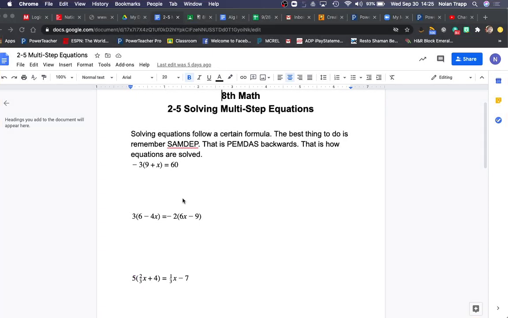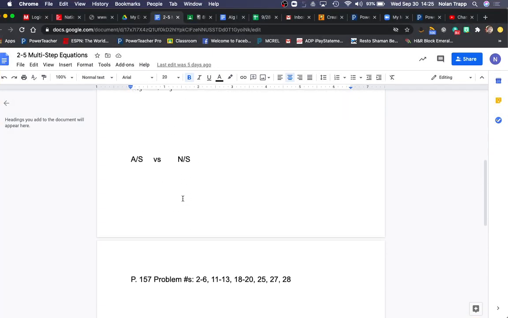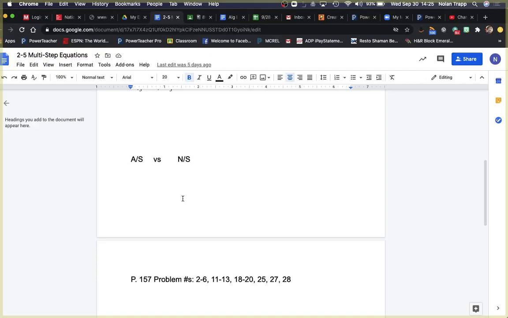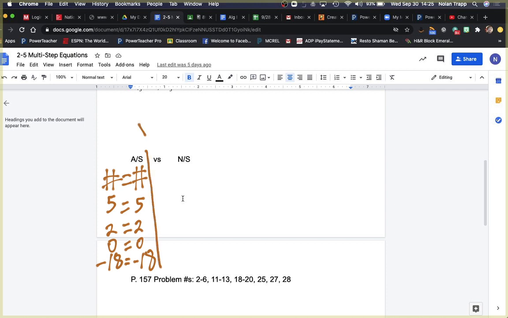Like I said, I was going to come back to the all solution, no solution thing. Simply the trick is this. When you're doing all solution versus no solution, you just end up with the same number equals the same number. So 5 equals 5, 2 equals 2, 0 equals 0, negative 18 equals negative 18, etc., etc. And once again, you will note that the x's get canceled. They're gone. The variable goes away. Here I should put variable instead of x.